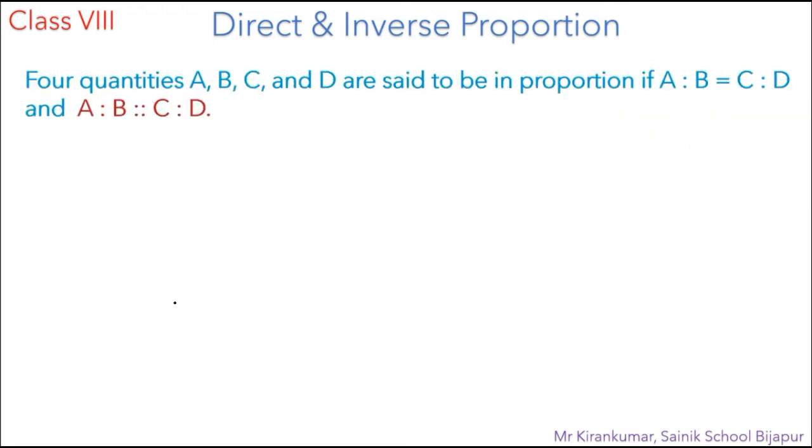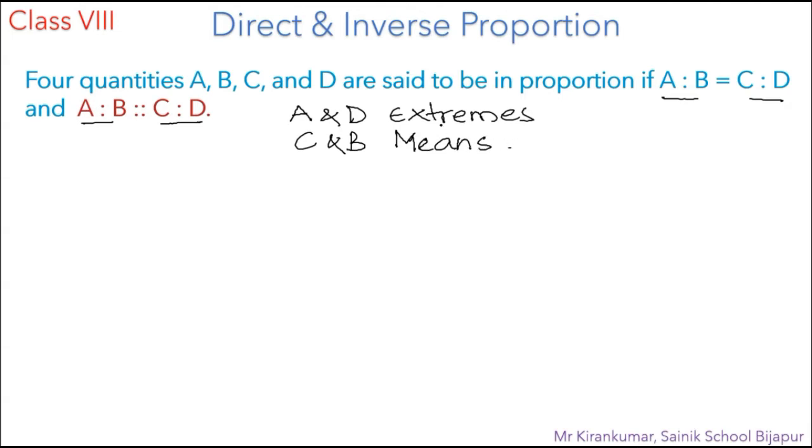And we represent the proportion in this format. A is to B is proportional to C is to D. Or we can also say that A is to B ratio is equal to C is to D. You have to remember that here A and D, they are called extremes. C and B, they are called means. Whenever two ratios are equal, the product of the extremes will be equal to the product of means.